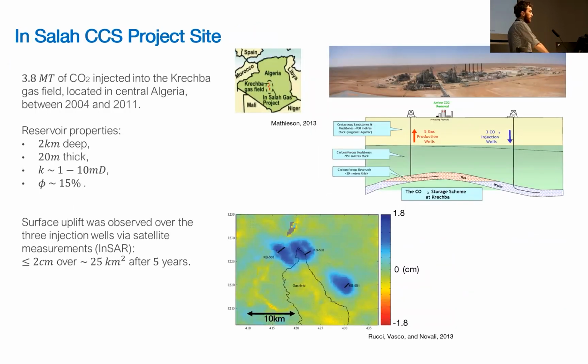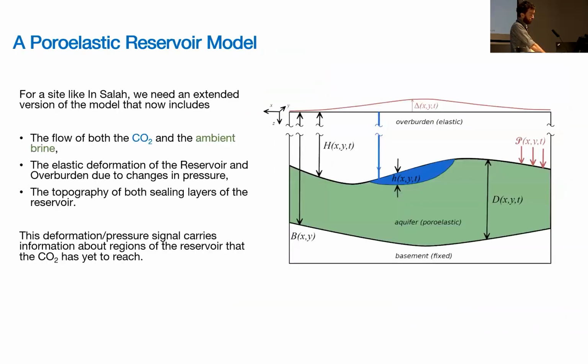On the other end of the spectrum to Sleipner is In Salah, which has a correspondingly very thin formation, a low permeability and a low porosity. And what people have seen at In Salah is that over the 3 injection wells involved, satellite measurements have found detectable surface uplift at each of the injection sites. This is due to the increased pressure due to injection. And in order to model this, you're going to have to take deformation of the reservoir into account as well.